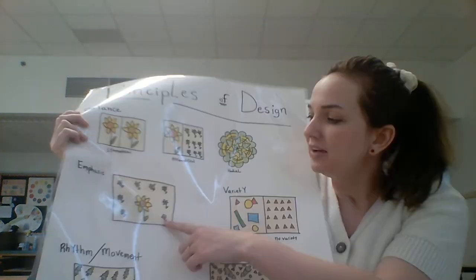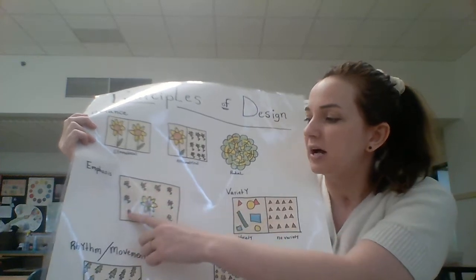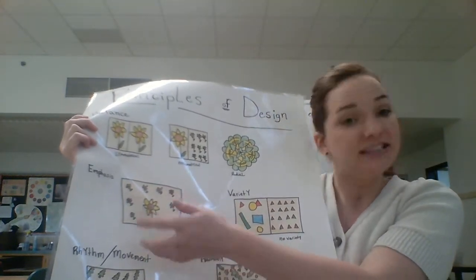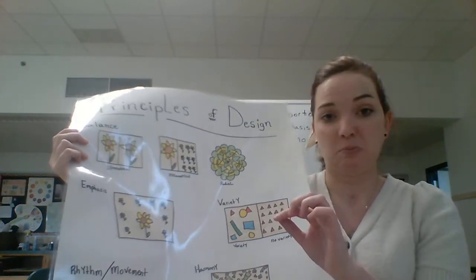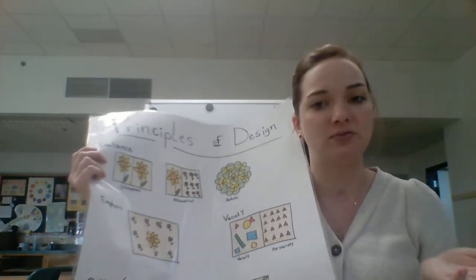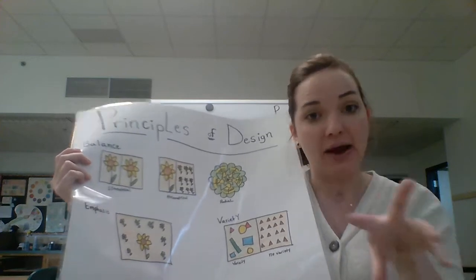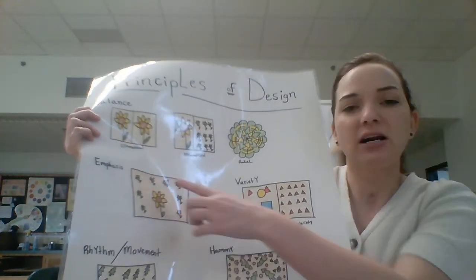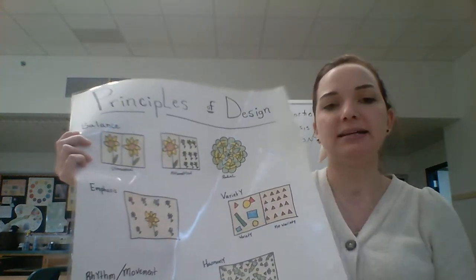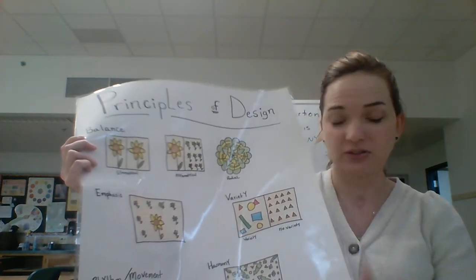What if I made all these sunflowers the same color, but I made this one a different color? Maybe they were all the same size, but I just made one a different color. That would be the emphasis, the thing that stands out. So you're looking for a way to make whatever you want to be the emphasis stand out, to make it be the thing that the viewer looks at first.